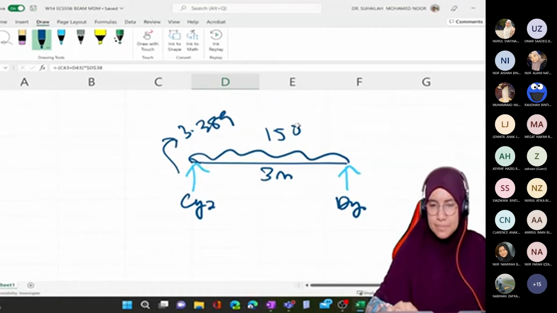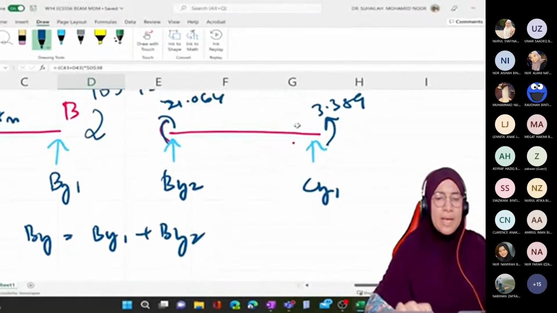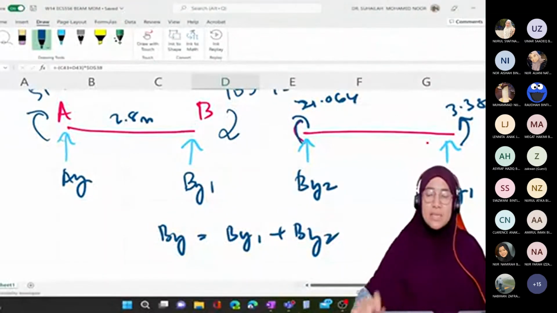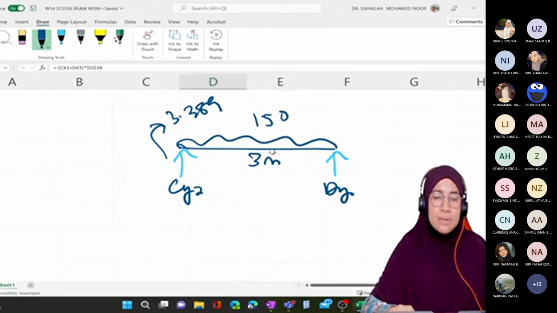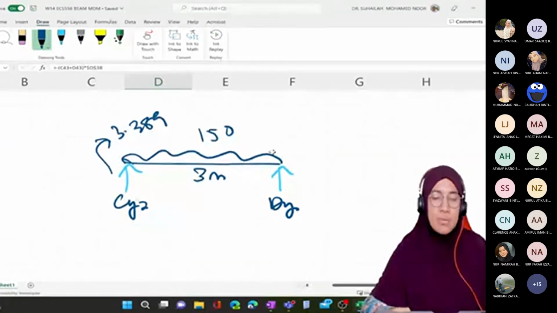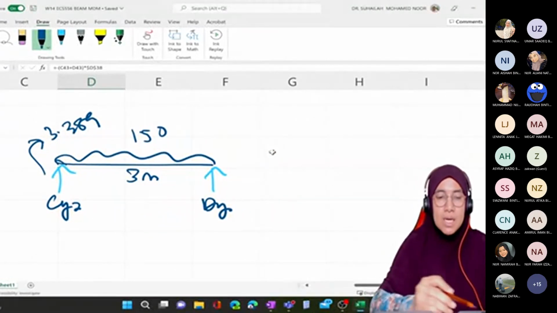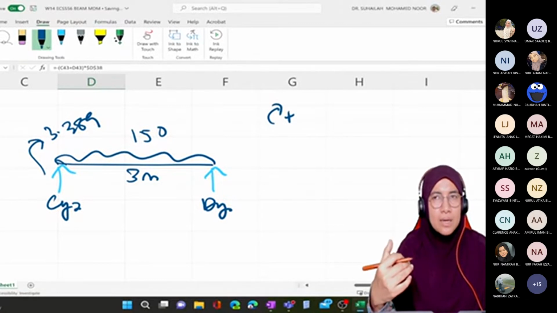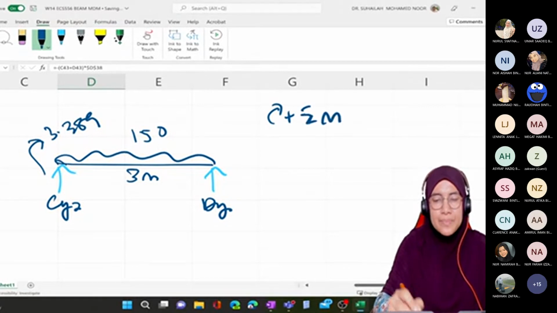Kat sini. Actually, for member AB and BC tu tak draw shear force diagram pun tak apa because dia memang tak ada intersection pun. Okay. So, intersection ada pada UDL. Maximum moment ada pada UDL. So, that one you have to analyze. Member CD. Yang ni lah. So, it is taking moment. It is just like we analyze a simply supported beam.